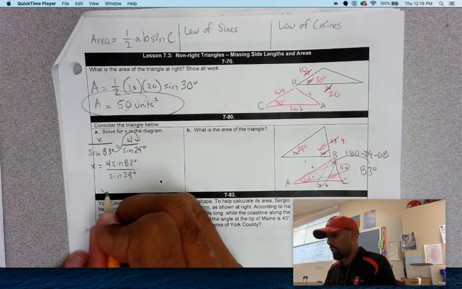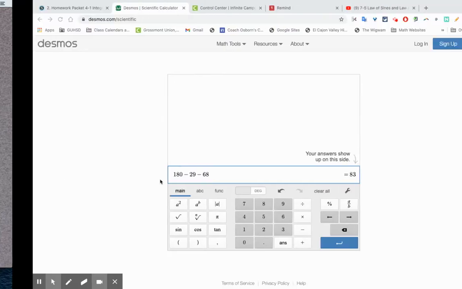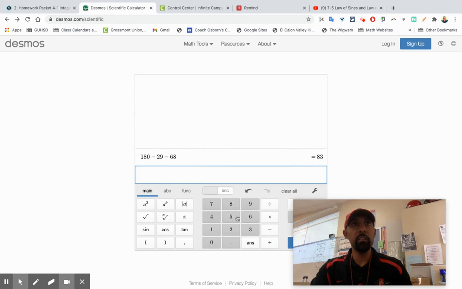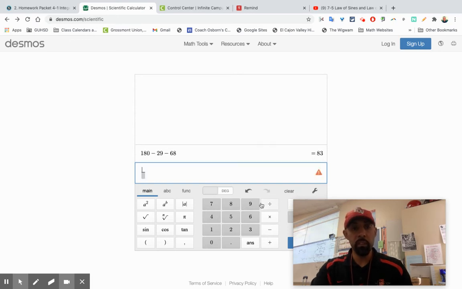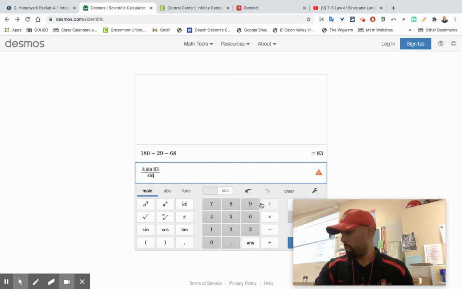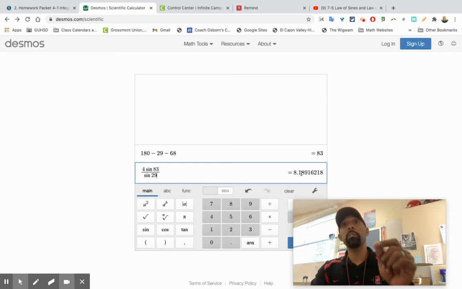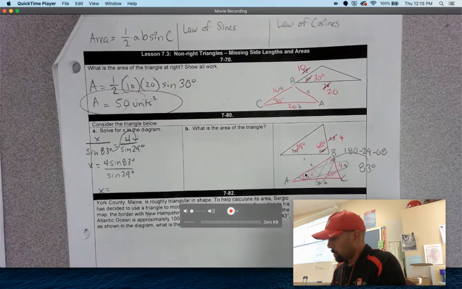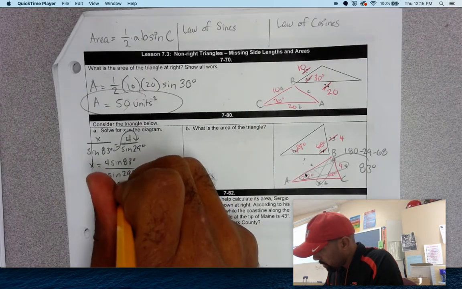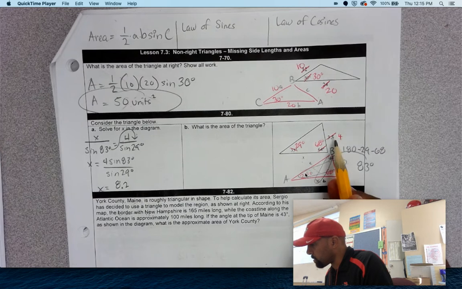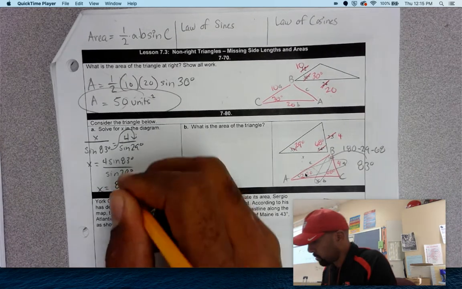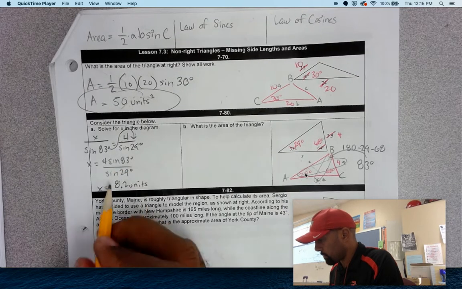And now I'm basically just going to plug that in to my Desmos calculator. Create a new line here. I'm going to click division first so I can get the line in between. 4 times the sine of 83 degrees divided by sine of 29. Okay, so it's 8 point... Remember, typically with sides and angles, we're going to round to the nearest tenth. So that'd be 8.2. And notice here that there's no unit of measure, so we'll just say 8.2 units.